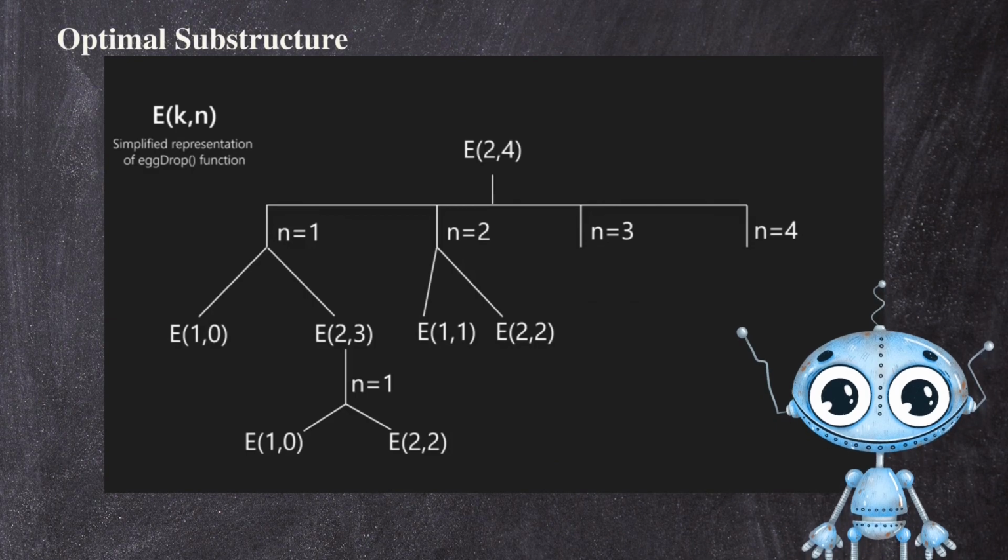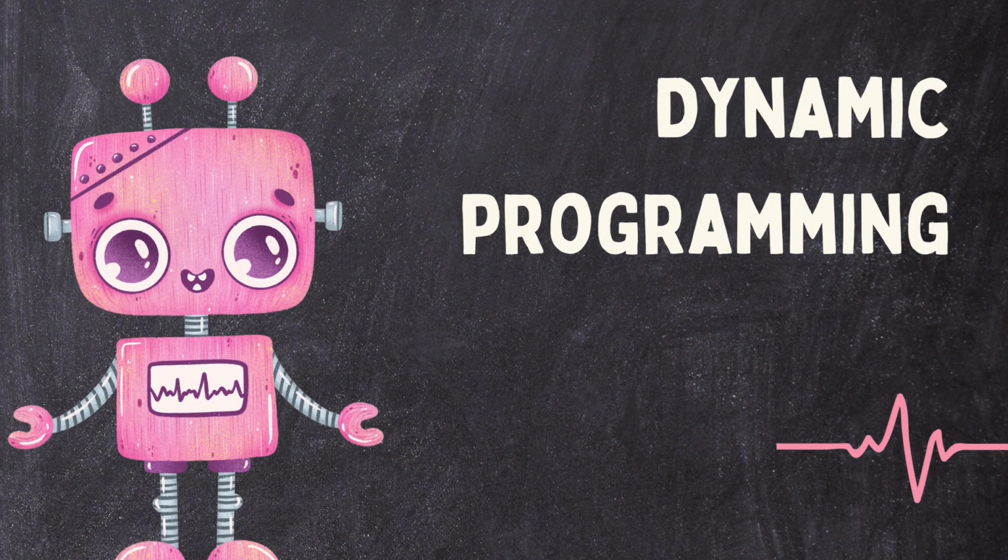Optimal substructure. We can calculate and figure it out using the optimal substructure, but it would be so complicated and not easy to understand. Therefore, let us introduce the egg drop puzzle using dynamic programming.